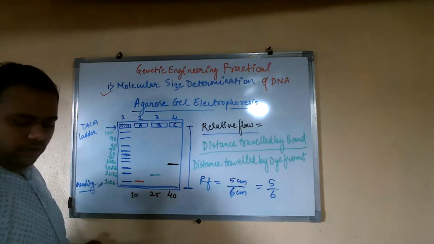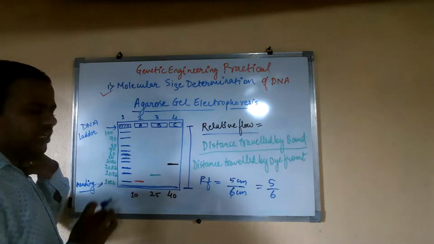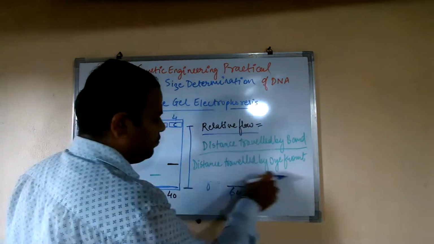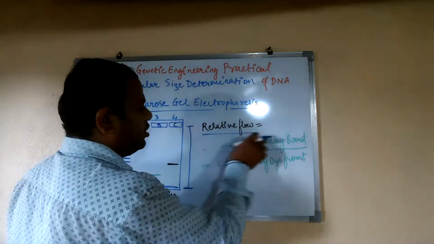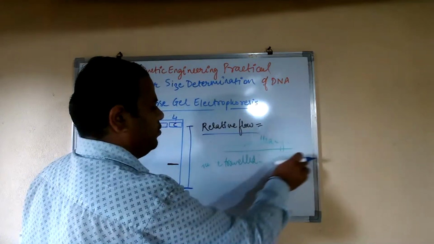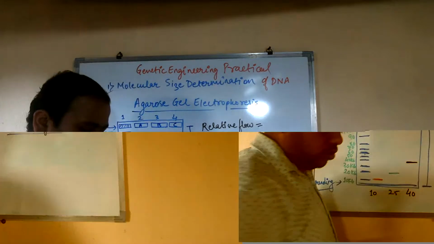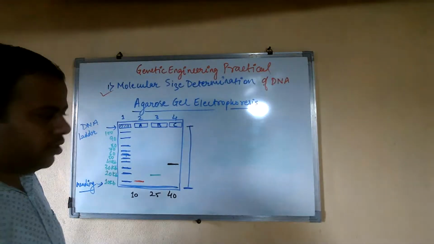Then after getting the relative flow values of each and every band of the DNA ladder, you are going to plot the graph on a very specialized graph paper that is called semi-log graph paper. So the graph that is used here is called semi-log graph paper.